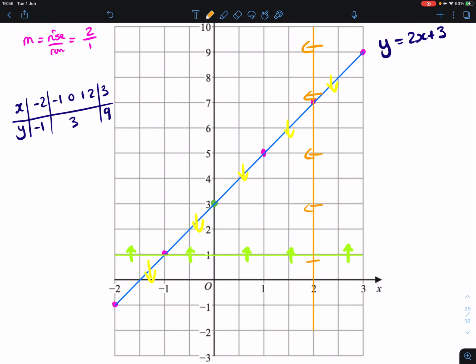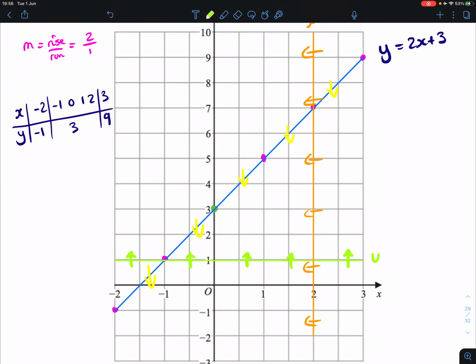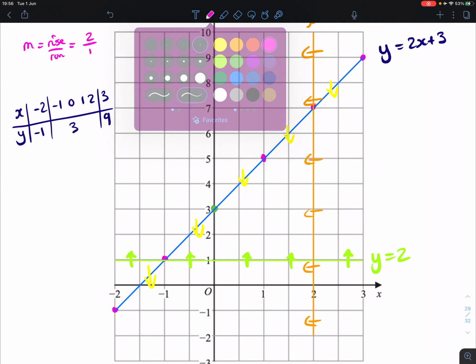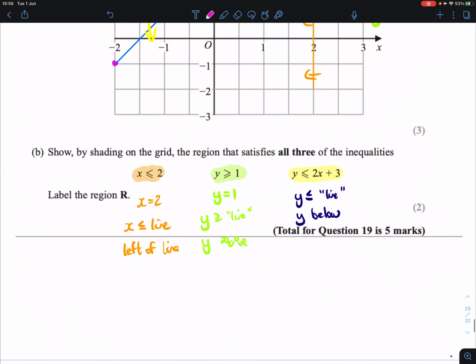Once you have all of your lines on, and once you've established which side of the line we care about, you can then shade in the region where all of the arrows point. So in this case, all of these arrows point in this region here. So that's going to be what you shade. At least I think it is. Let me double check, make sure I've answered the question.